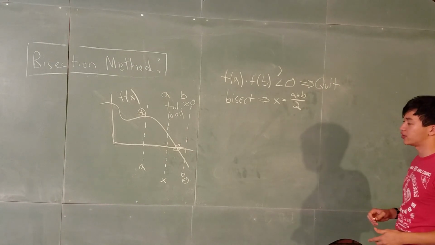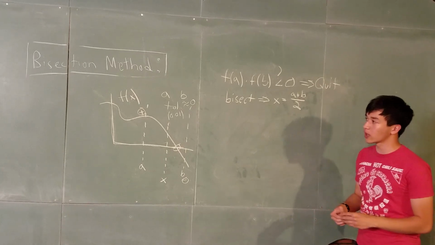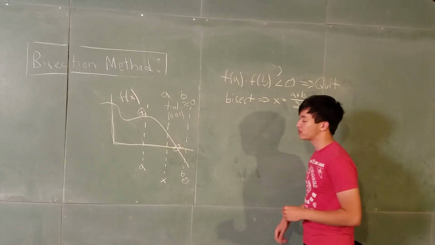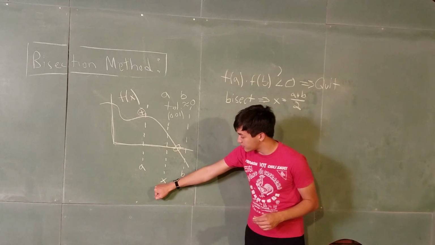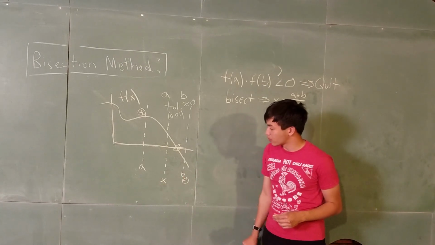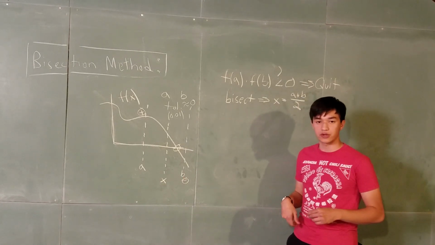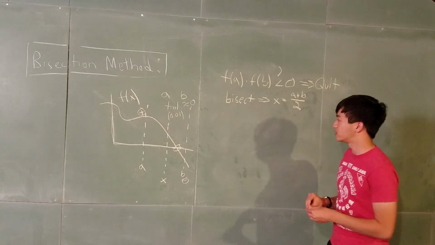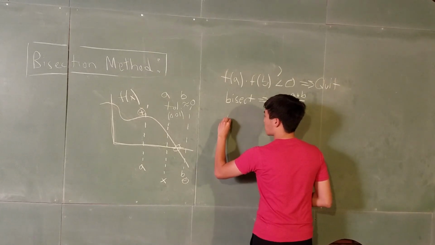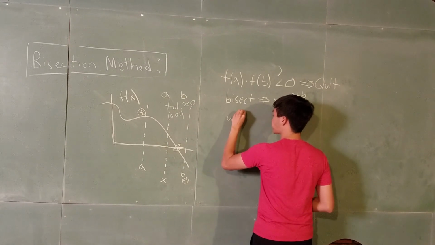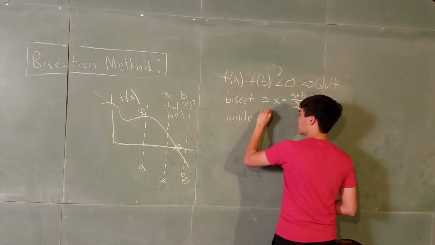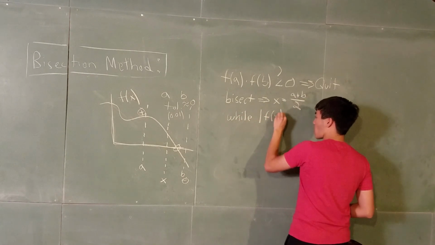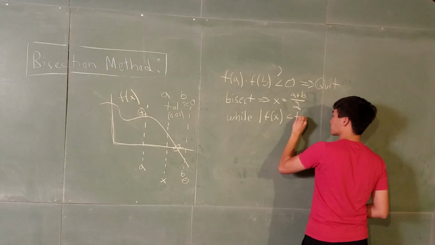So the next thing we're going to do is open up a while loop, because we're going to need to do this bisection method a few times. Our ultimate goal is to center this x value right on the root, so we're going to have to move this x around a few times. And a good way to do that is to use a while loop. While the absolute value of f of x is less than tolerance.